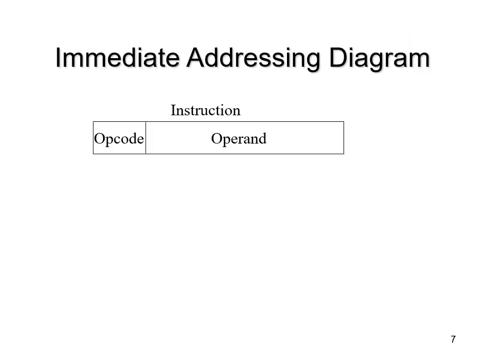On the next page, we show you a diagram of the immediate addressing. Here we have the operand. It indicates the value of the instruction or the data to be processed by the processor.